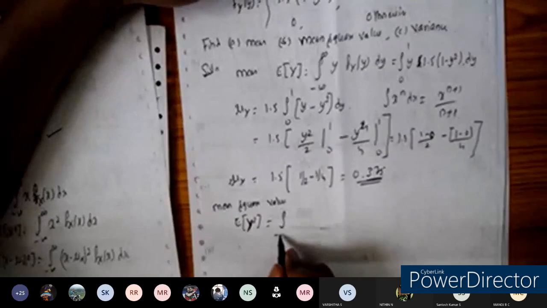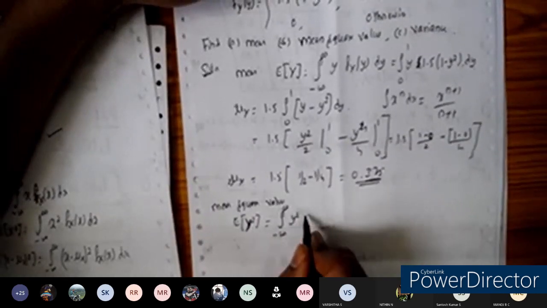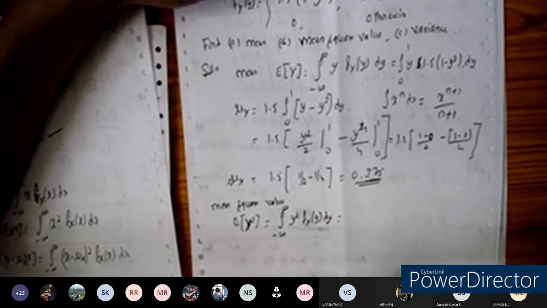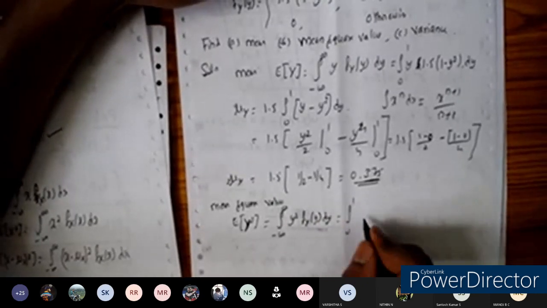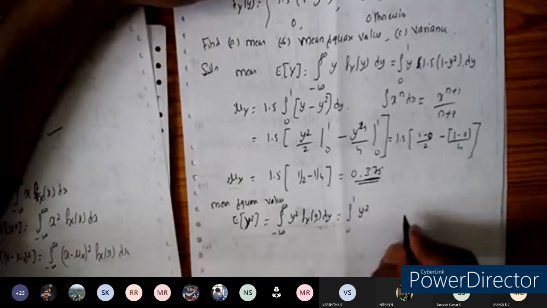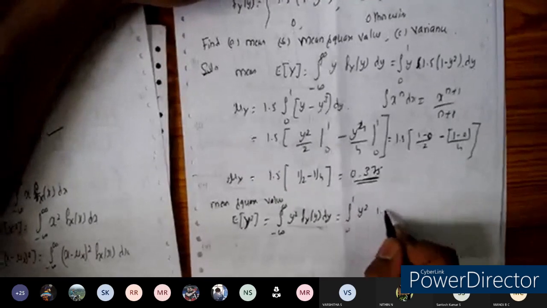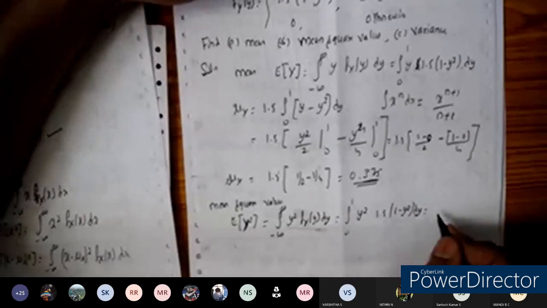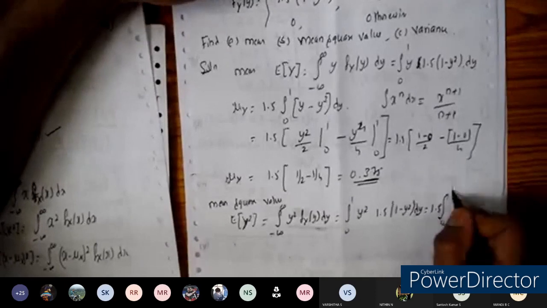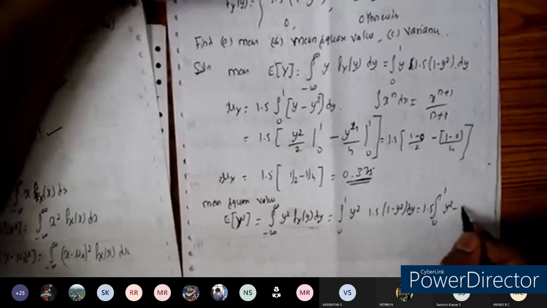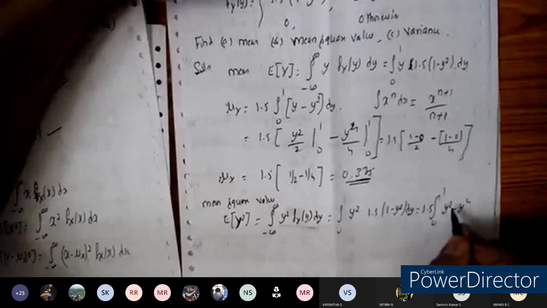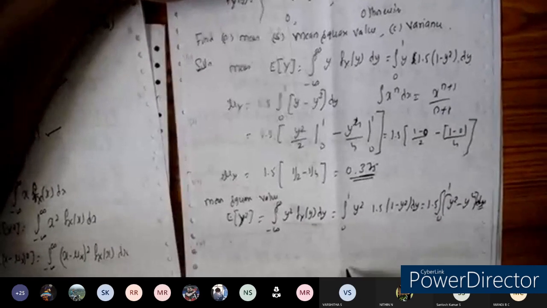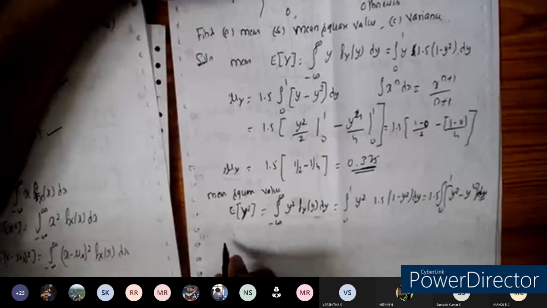So the expected value of y squared. Write the generalized formula: y squared into fY of y into dy. So substitute the limit 0 to 1. It is y squared, and fY of y is 1.5 into 1 minus y squared, into dy. So you can take 1.5 outside the integral from 0 to 1. It will become y squared minus y to the power of 4 into dy. So do integrate.